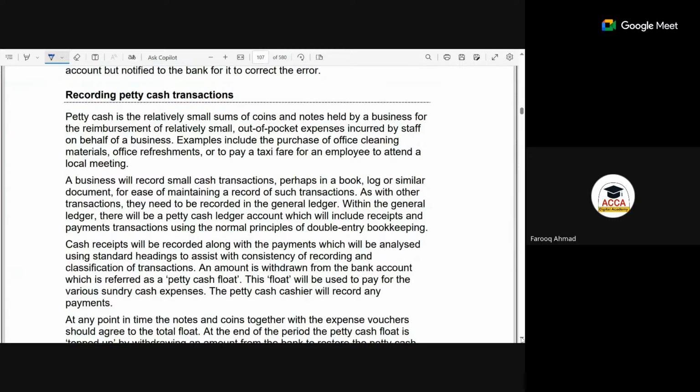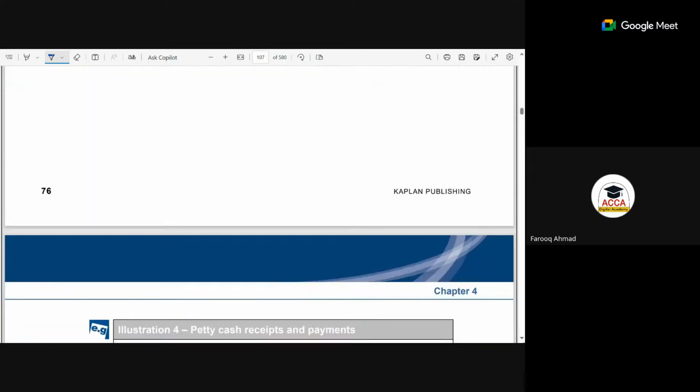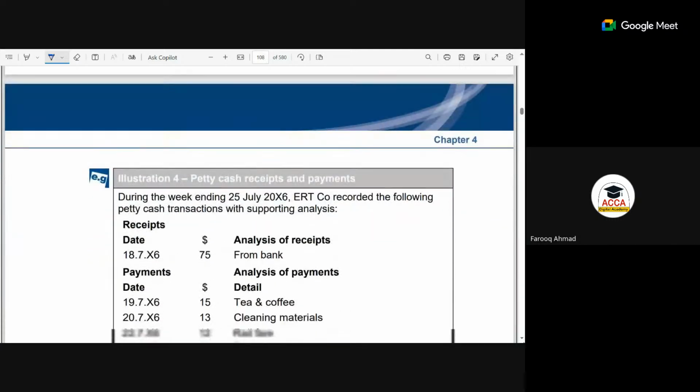Regarding petty cash transactions, just go through petty cash. Here, they said petty cash is used for taxi fare for an employee to attend a local meeting, a business record. These are small cash receipts, and computer software expenses paid. All these expenses are booked in the books of account under the petty cash head, petty cash receipts and payments.